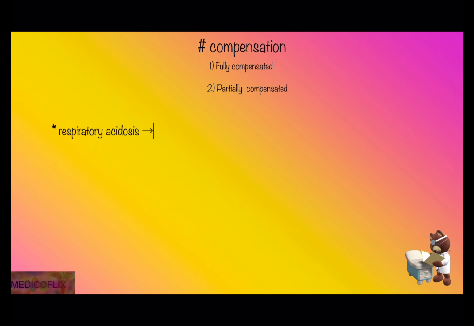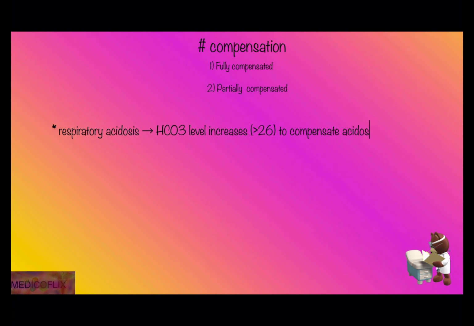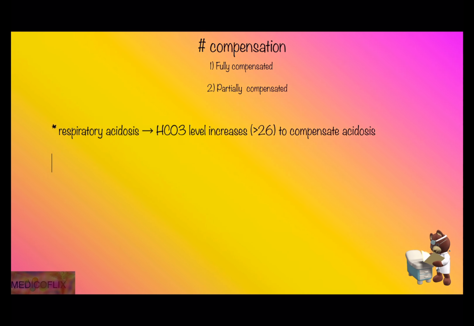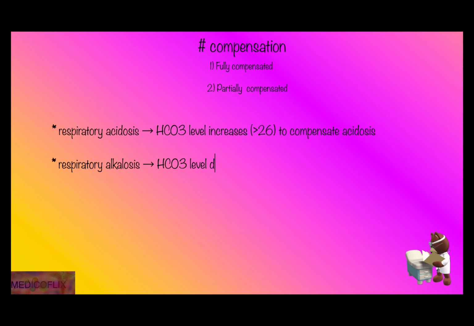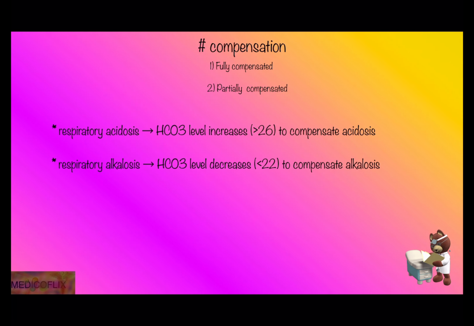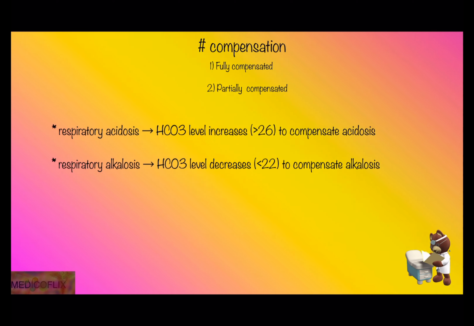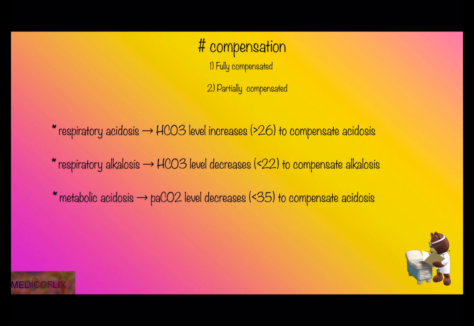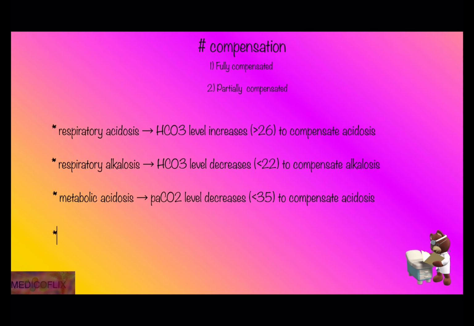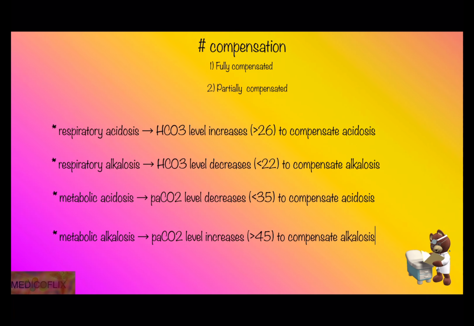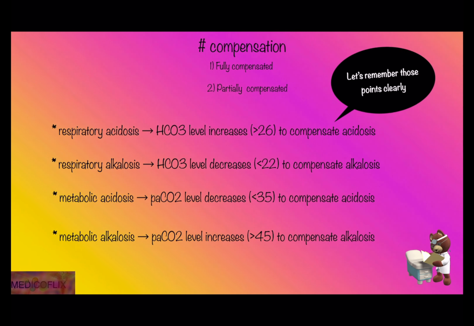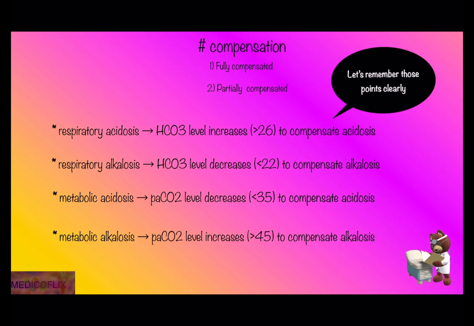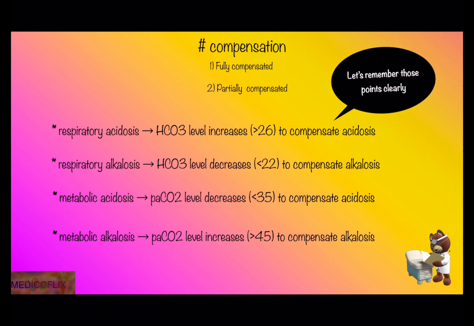1. In respiratory acidosis, bicarbonate level increases to compensate acidosis, that is greater than 26. In respiratory alkalosis, bicarbonate level decreases to compensate alkalosis, that is less than 22. In metabolic acidosis, CO2 level decreases to compensate acidosis, that is less than 35. In metabolic alkalosis, CO2 level increases to compensate alkalosis, that is greater than 45. Those are the points we should be clear and remember clearly.